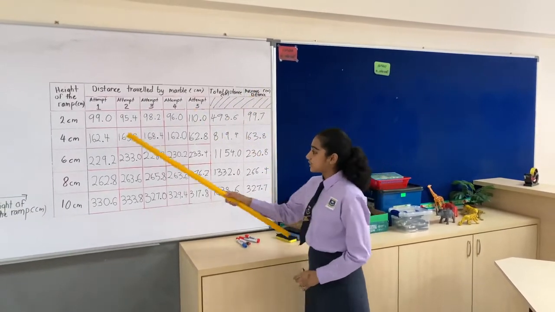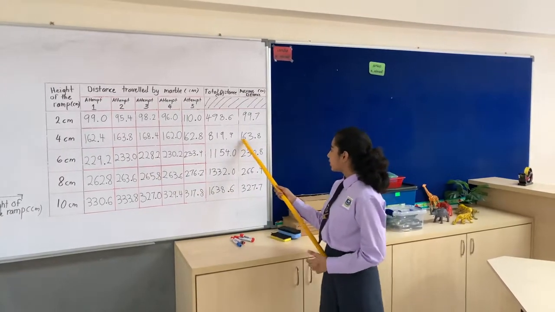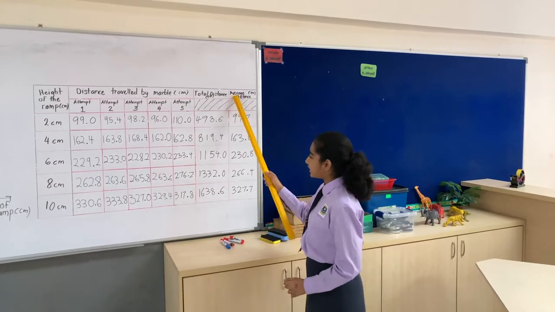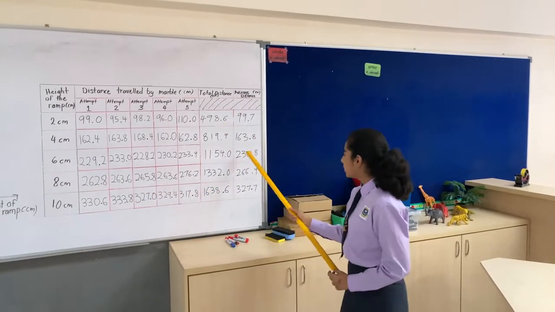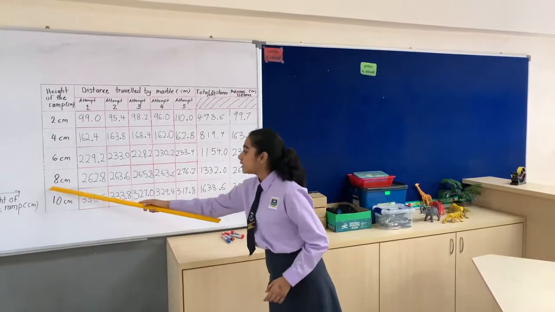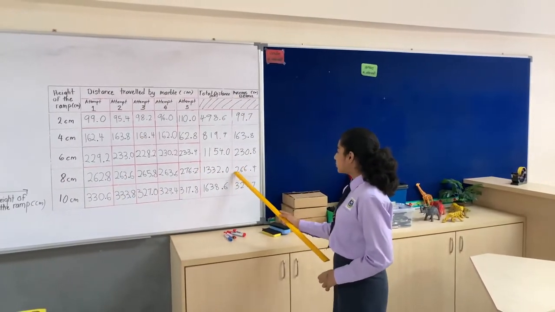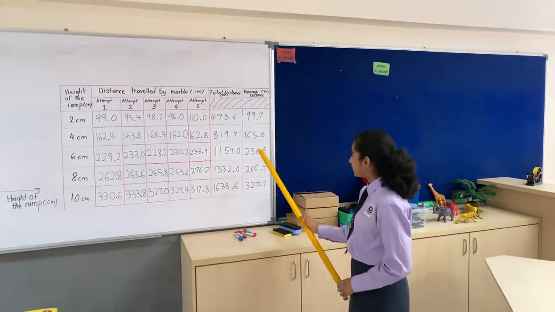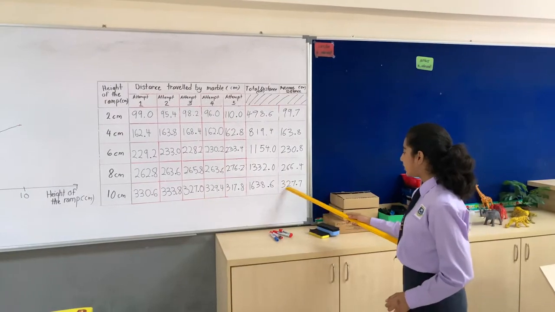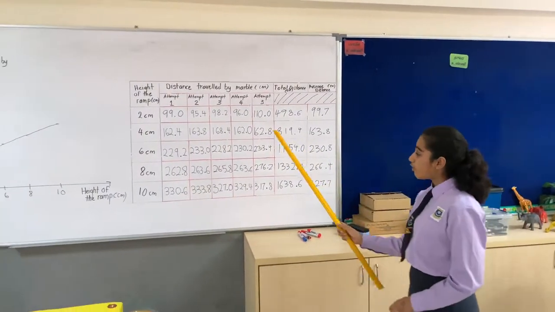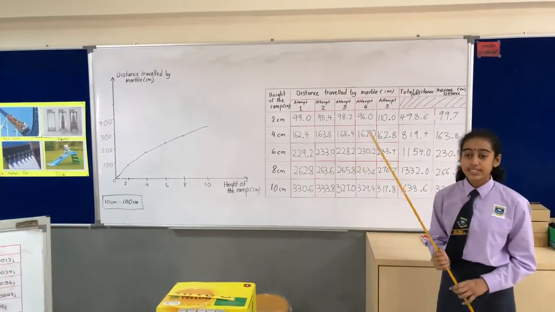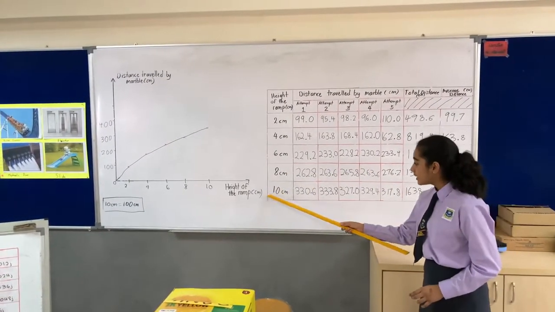The average distance at 4 cm height is 163.8 centimeters. The average distance at 6 cm height is 230.8 centimeters. The average distance at 8 cm height is 266.4 centimeters. Lastly, the average distance at 10 cm height is 327.7 centimeters. Following the table, we can see that when the marble is released at 2 cm height, the distance traveled by it is shorter than at 10 cm height.